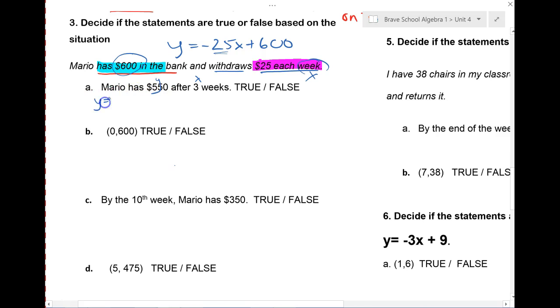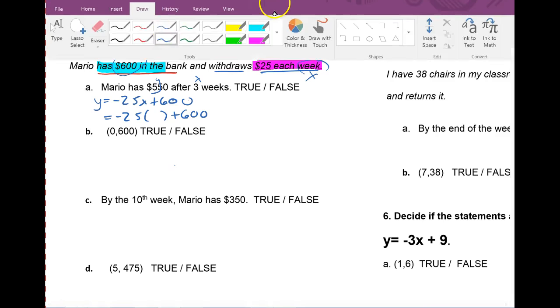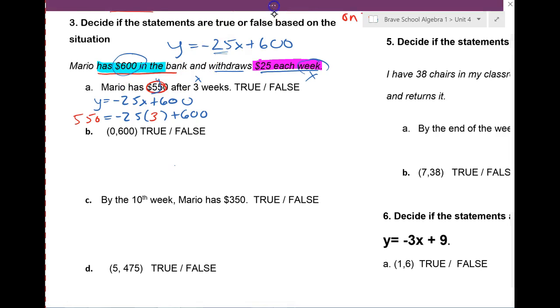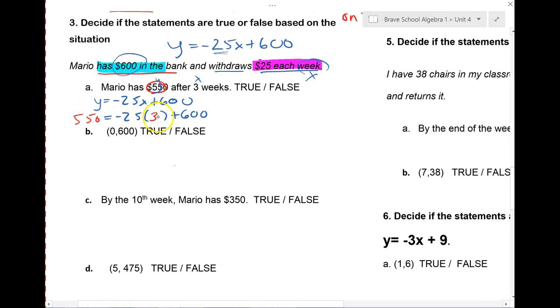Okay, so now just go ahead and plug in these values into the equation. So we're using this equation here, negative 25x plus 600, and I'm just going to plug in. Remember, use parentheses anytime you plug in next to a number. Okay, and here the x is 3, the y is, sorry, not 600, it's 550. This number here. Okay. First thing is we're going to multiply negative 25 times 3.